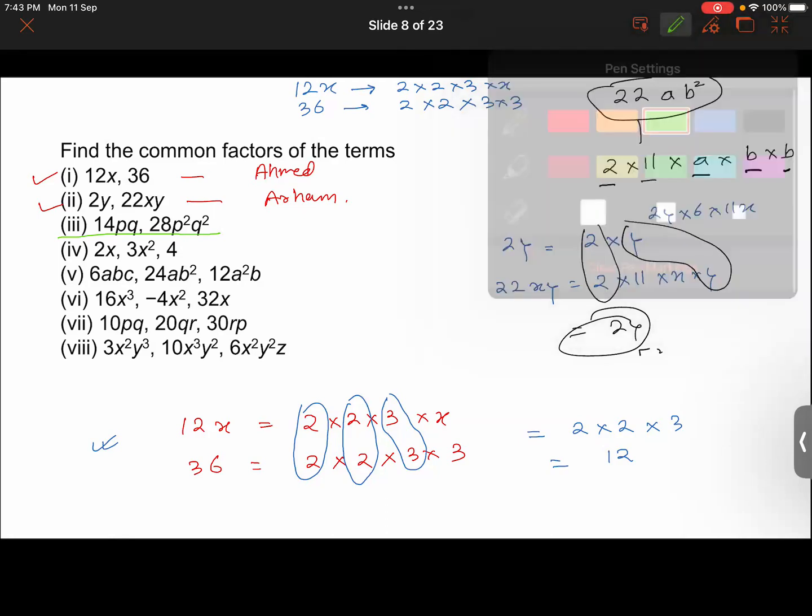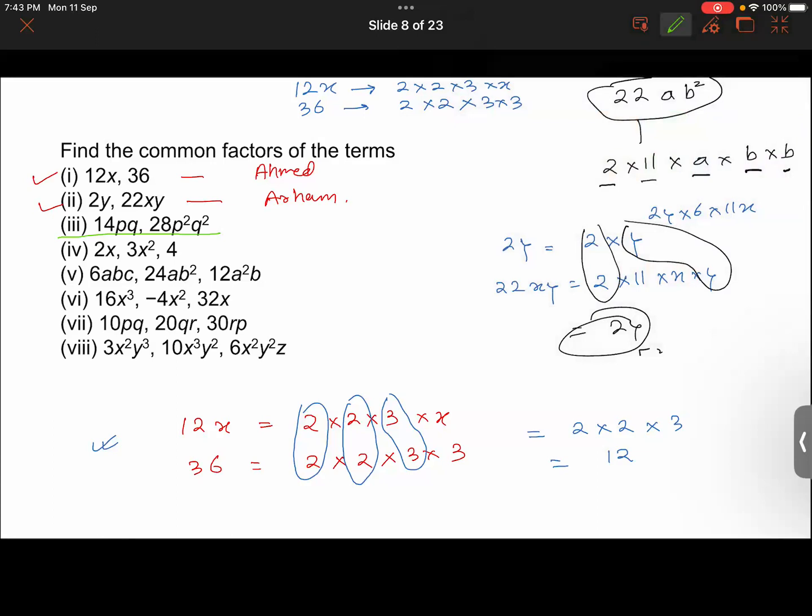Now we will look out for the common factors in both the terms. So this 2 is common, this 2 is common, this 3 is common. What is common between them? 2 and 3 are common in them. 2 is common how many times? 2 times. And 3 is common 1 time only. So it is going to be 4 multiplied by 3, that is 12.